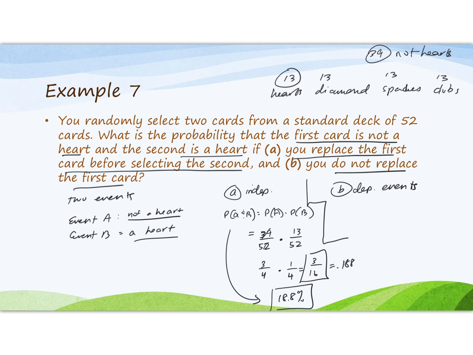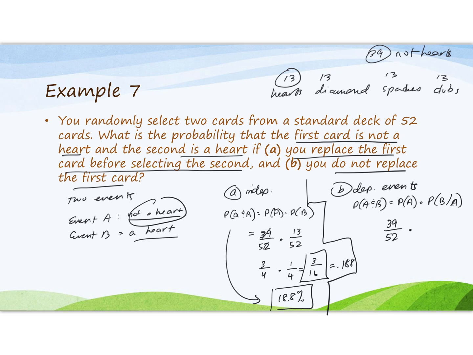So you have an 18.8% probability of having event A and B occur on this independent event. This is when you put the card back in. Now, if you didn't put the card back in, then your probability of A and B would look a little bit different. It'd be, again, the probability of A times the probability of B, given that A occurred. So let's think of the probability of A, right? Well, the probability of A is not getting a heart. Well, that's not going to change. That's still 39 non-hearts out of 52 total cards.